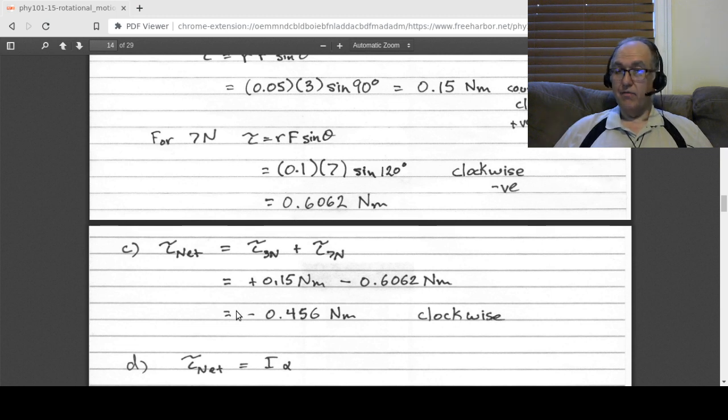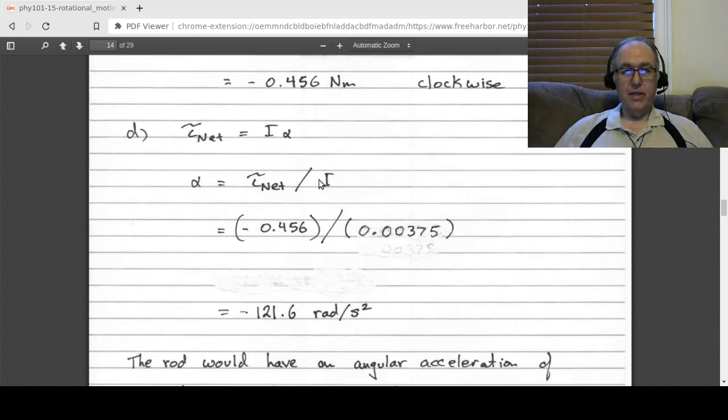All right, because the total was negative, that's a clockwise force. So great, now we have the net torque. We have I, the moment of inertia from above, and so we can simply calculate alpha, because that was part D. Calculate alpha. Alpha is going to equal tau net divided by I. Tau, I kept the negative sign in there, divided by the I, that gives you negative 121.6 radians per second squared.